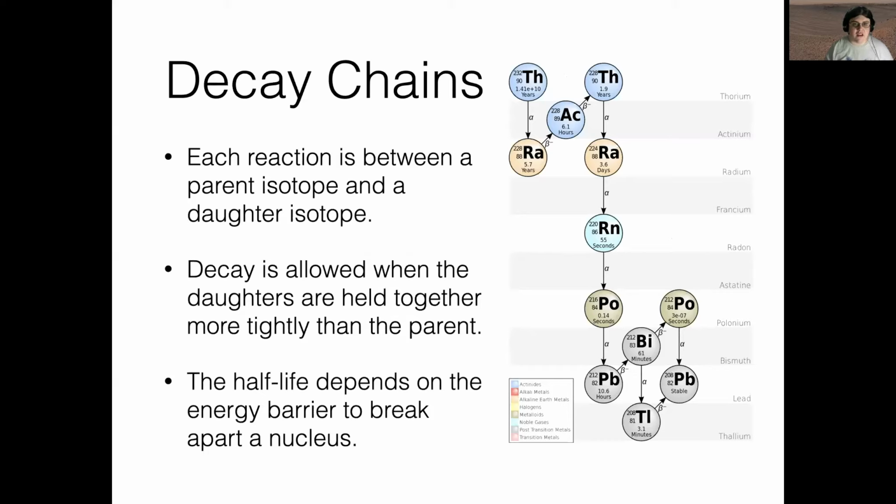So each radioactive reaction is between a parent isotope and a daughter isotope. Just like when we're looking at fusion, if you go from parent to daughter, the parent has more energy stored in it than the daughter plus the decay product, so some energy is released. In terms of binding energy, in terms of the forces that hold your atom together, that means the daughter is held together more tightly than the parent was. So for heavy elements, that means we're going towards iron and nickel, the stable elements. For light elements, we're going towards iron and nickel.